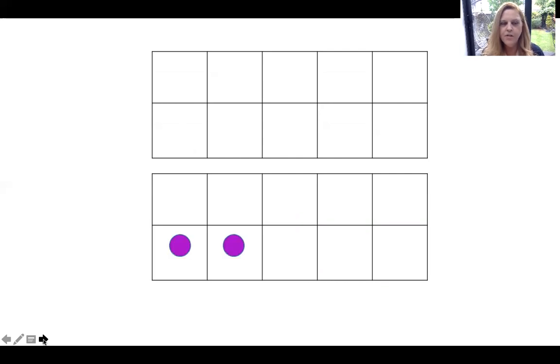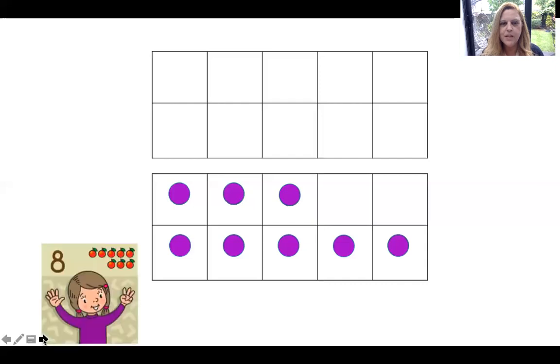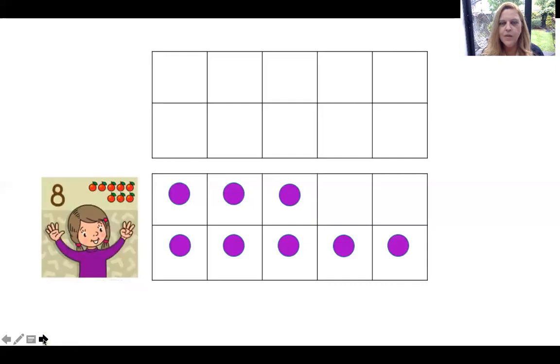1, 2, 3, 4, 5, 6, 7, 8. 8 purple dots. We filled up 8 spaces. How many spaces on that 10 frame are left? So we had 8. How many are left on the 10 frame? 2. 8 and 2 make 10.